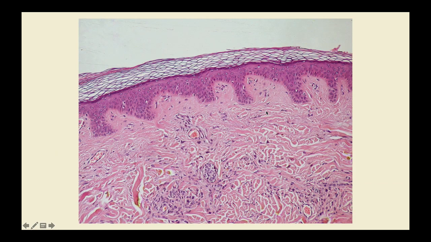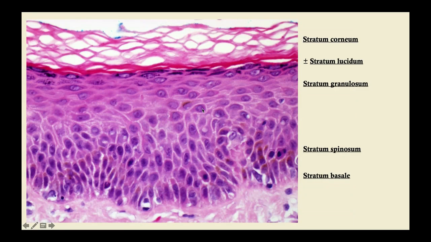Okay, so this is kind of a 30,000 foot view of the skin, and so here underlying this paler layer here, this is the dermis, and then this darker staining layer here is the epidermis. Now we're going to look more closely at these layers here.